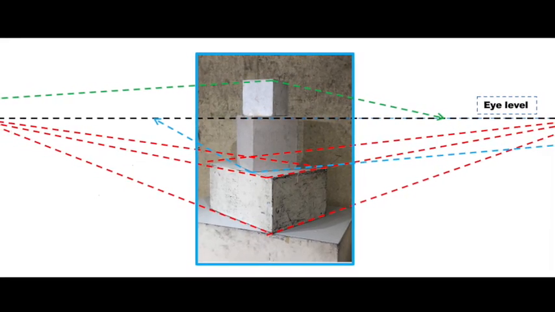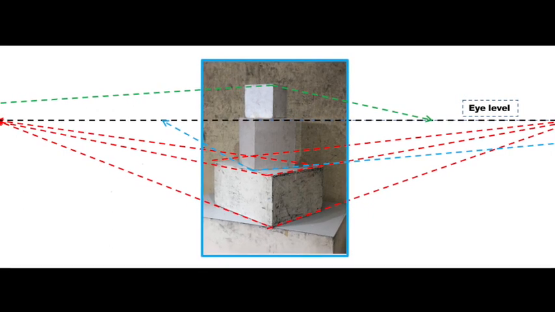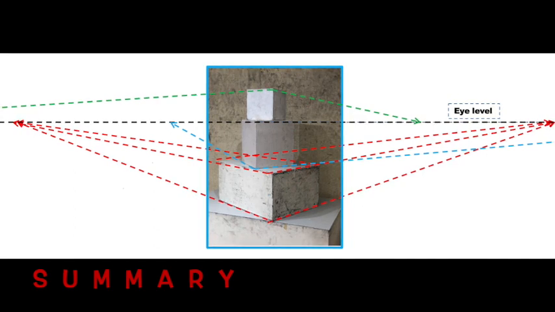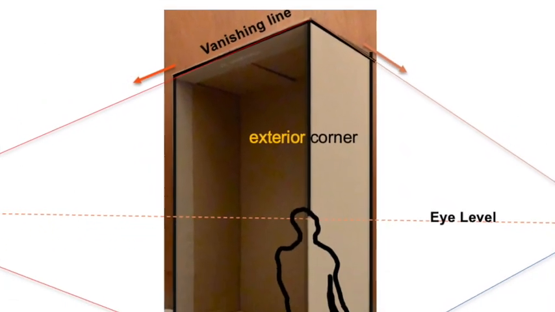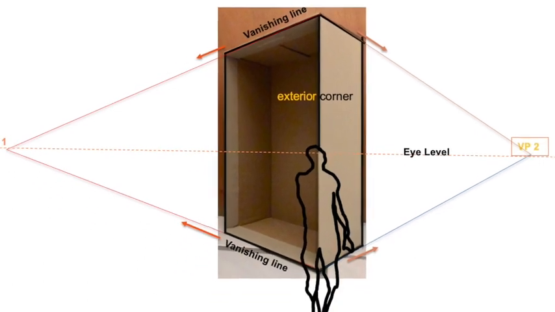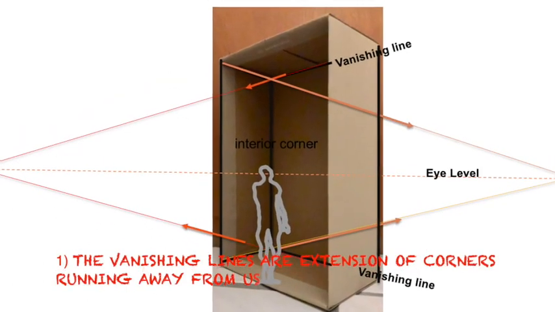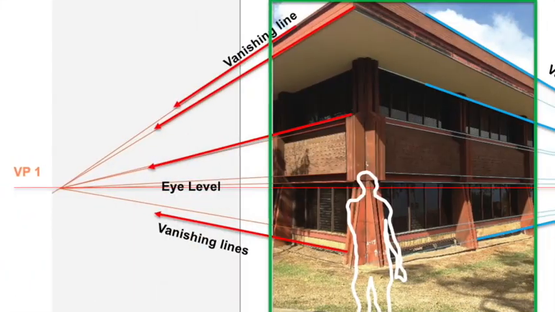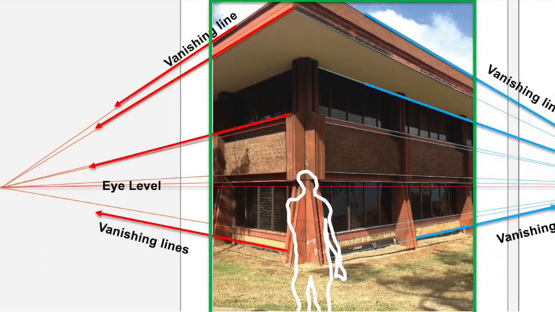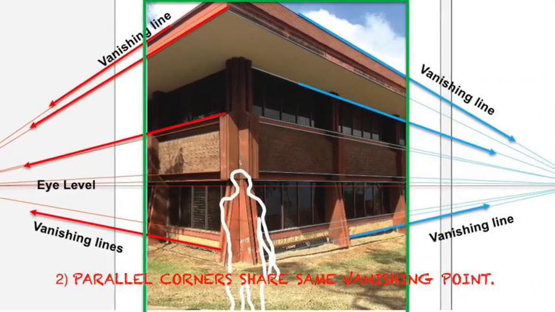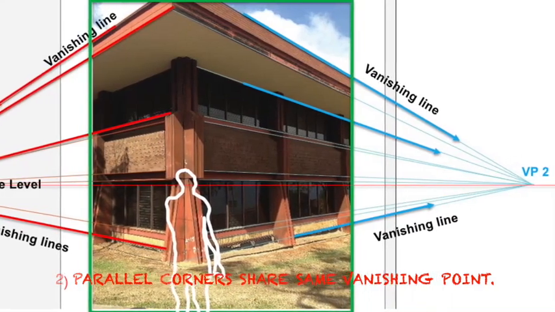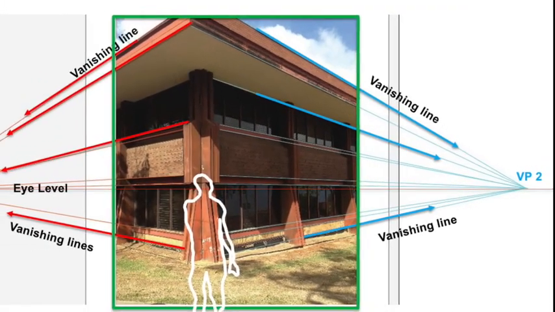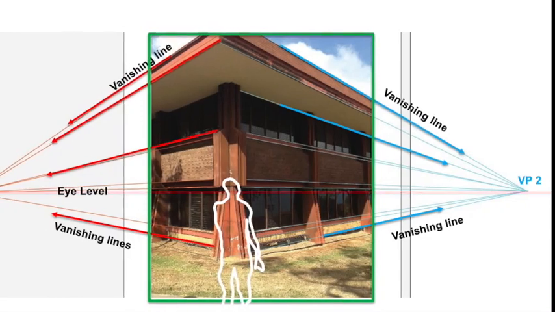To summarize our observation, you may want to remember 3 important aspects of the linear perspective that applies to all conditions. Number 1, the vanishing lines are extension of the actual corners that are running away from us. And number 2, any set of corners that are parallel to each other and run away from us would converge to a shared same vanishing point. And number 3, all vanishing points are located on your eye level.